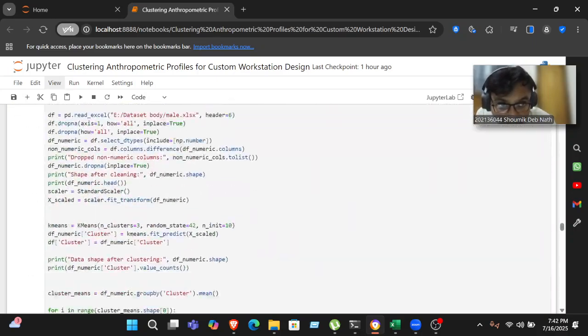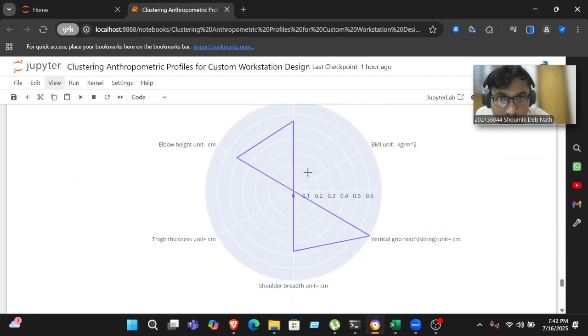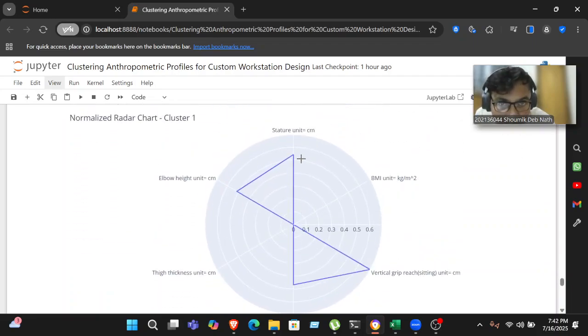Let me go there. Where is it? Yeah, here it is. So you're seeing that everything is normal or above medium. So it literally indicates the characteristics of an average height person with a slim figure.